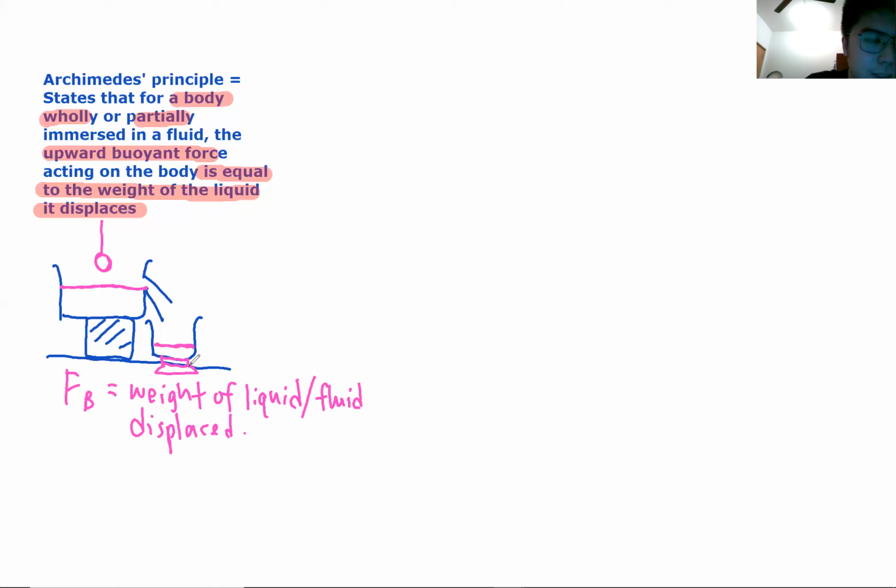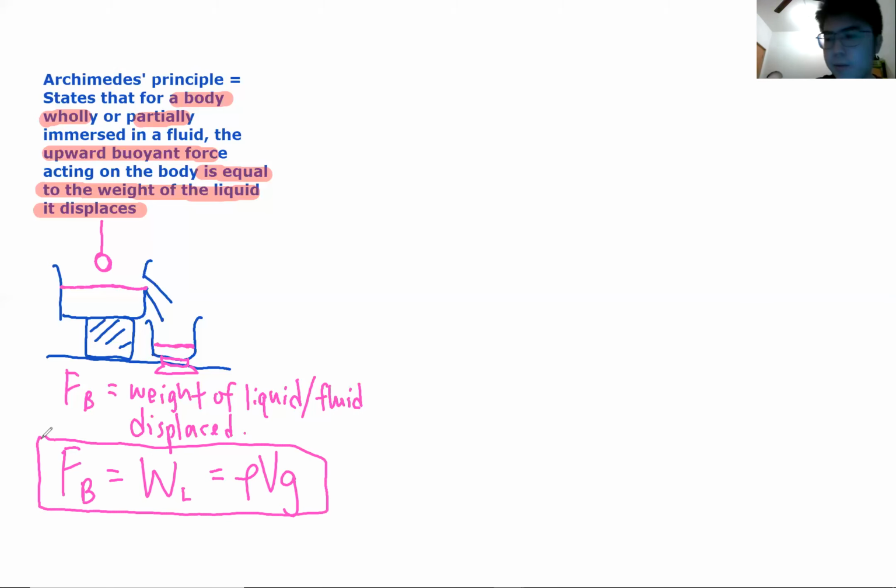So that tells us that FB equals the weight of the water, I'll just write WL, okay? The weight of the liquid displaced, and it is also equal to rho Vg. Right? Rho Vg. Remember this one. This is a very important formula. This whole chapter, you just use this one. The buoyant force equals the weight of water displaced, and it equals rho Vg.